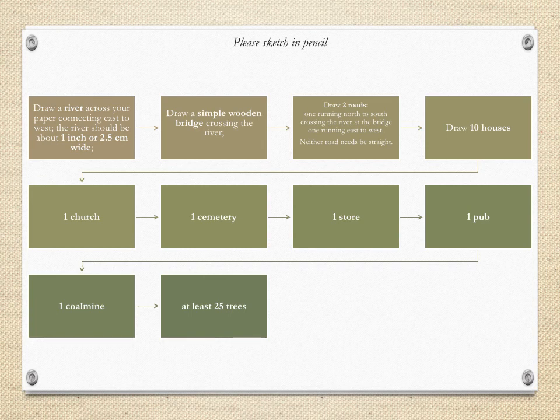Now draw a simple wooden bridge crossing the river, and then connect that bridge to a road running north and south. It can be curvy, it can be straight, it's up to you. You get to draw the road. Then also draw a road that runs east and west, up to you where you put it. Draw 10 houses, 1 church, 1 cemetery, 1 store, 1 pub, 1 coal mine, and at least 25 trees. At this point, pause the video and do not continue until you have drawn these things.